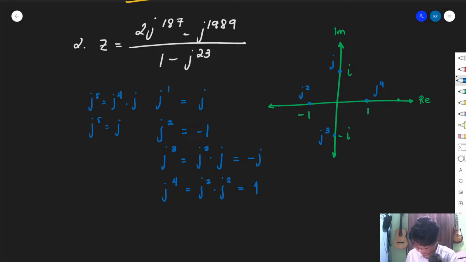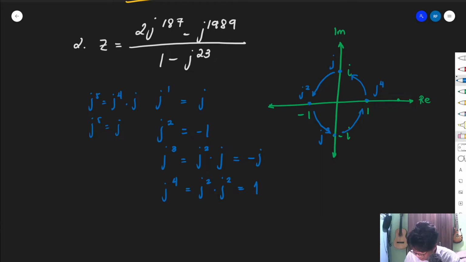J to the sixth, that is equivalent to j squared times j to the fourth, which is essentially j squared, essentially negative 1. So, kung mapapansin niyo, ang movement ng value is umiikot. Ayan. So, ibig sabihin, kahit gaano kataas exponent ng imaginary number natin, it will still lead to the same repetitive numbers: j, j squared, j cube, and j to the fourth. And meron siyang kanya-kanyang values.